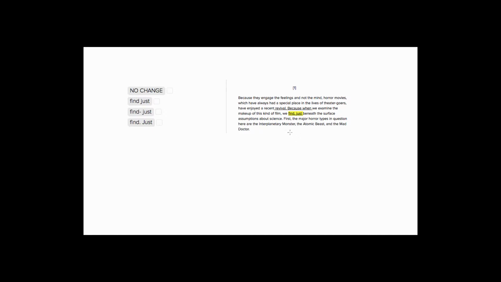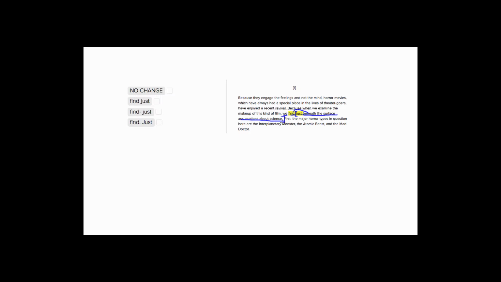We have, because when we examine the makeup of this kind of film, this horror film, we find just beneath the surface assumptions about science. So we have here the subject we, the verb find, and what are we finding? We're finding this whole long thing, this just beneath the surface assumptions about science. So since this is our entire object, the entire thing that's being found, we don't want to separate it. So we want to find punctuation that's going to keep this object intact. So we don't want anything to break up the unity of this.